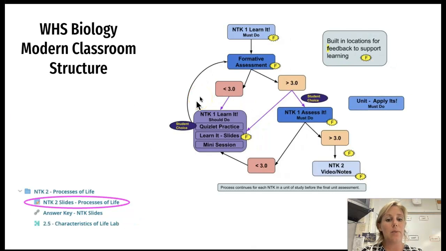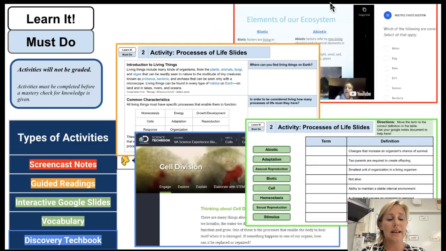So every NTK that we do will start with a blue must-do activity. You'll notice that there's a little F on here. This means that I will be providing feedback along the way. These activities that we must do in order to learn might include notes that have a picture of me on the front, just like this one, guided reading with questions along the way, interactive Google Slides and vocabulary practice, as well as an online textbook. These activities will not be graded, however, they must be completed before you're allowed to do your learning check.